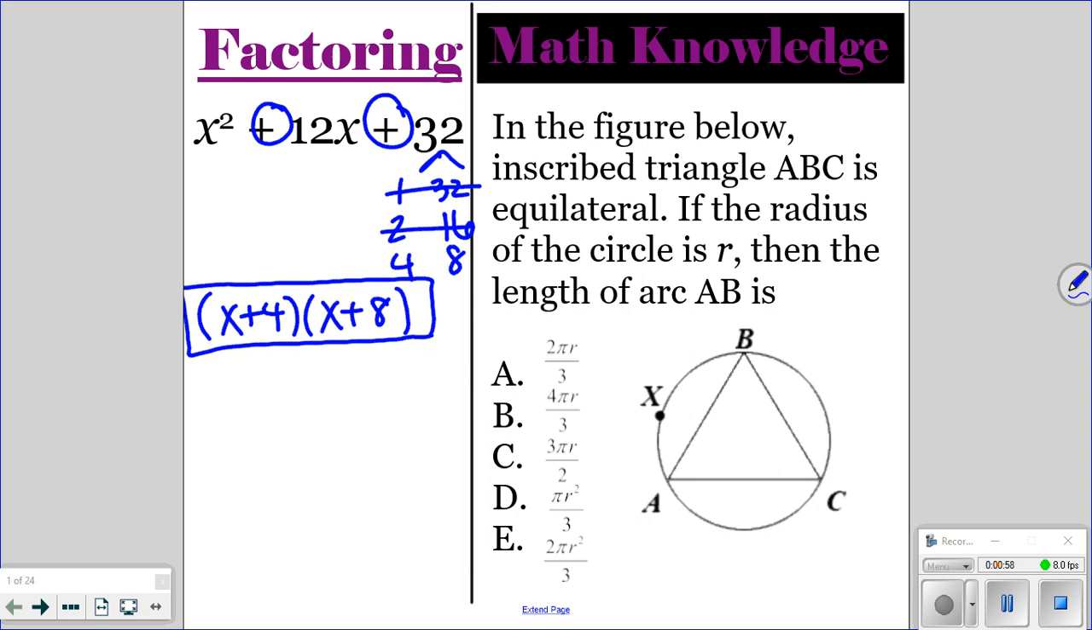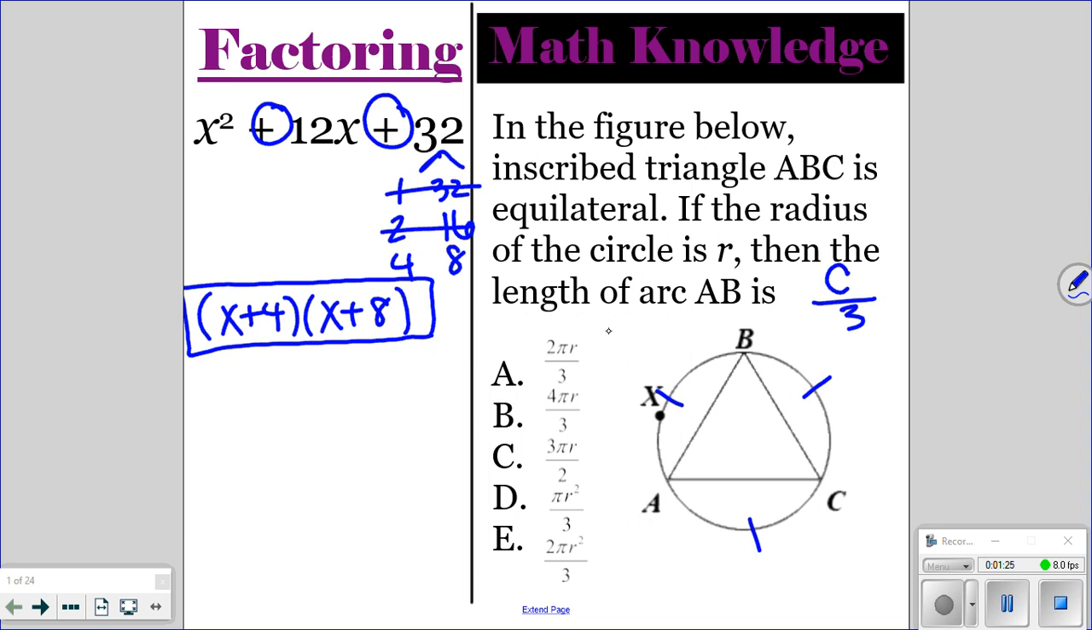For the math knowledge question, we are looking for the length of arc AB. And it tells us it's an equilateral triangle. So that means that this arc length and this arc length are all the same. So the circumference is going to be divided by 3 for the arc length of A to B.